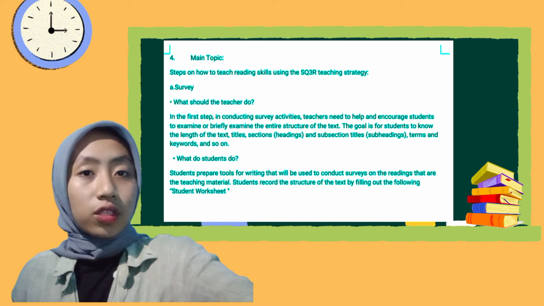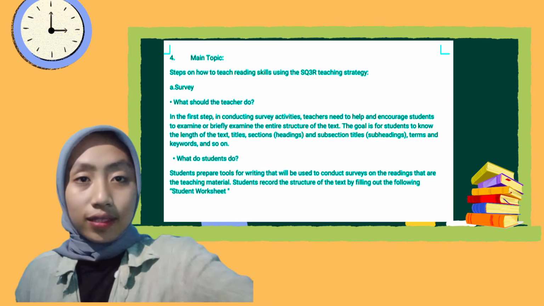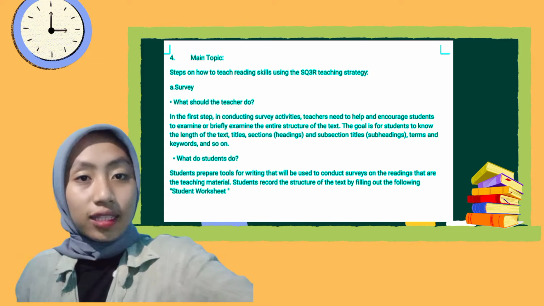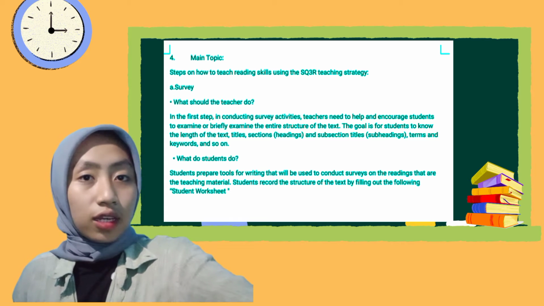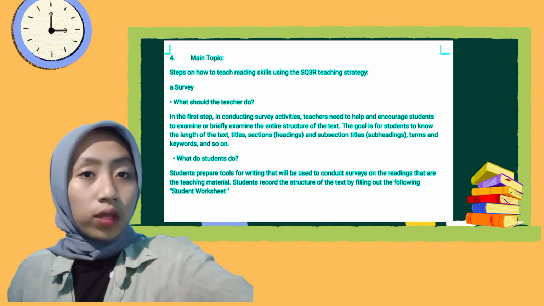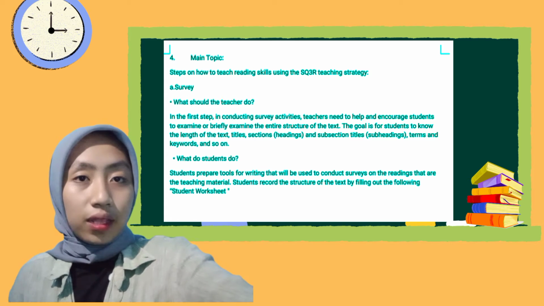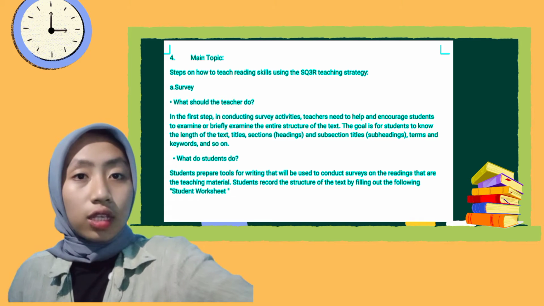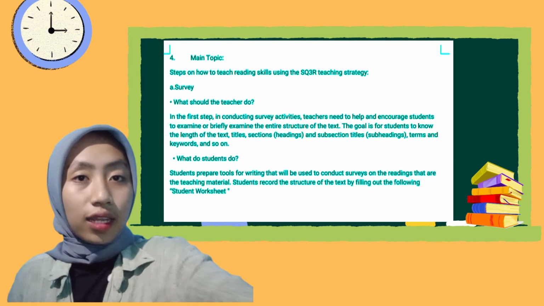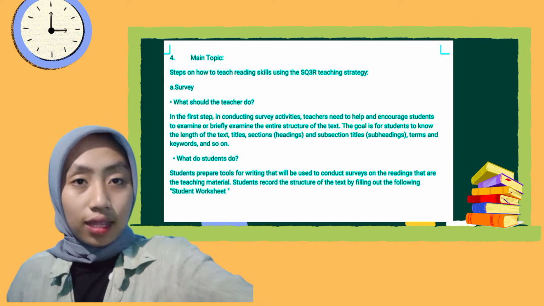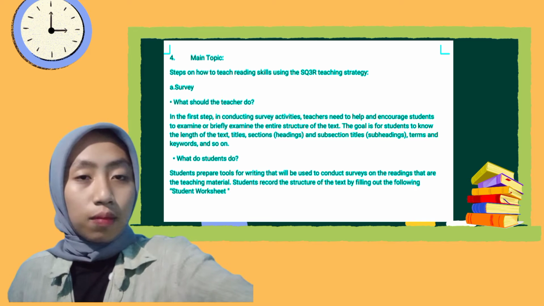In conducting the survey, students are recommended to prepare a pencil, paper, and marking tools in yellow, green and other colors, such as highlighters, to mark certain parts. Important parts that will be used as questions need to be marked to facilitate the process of compiling a list of questions in the next step. What do students do? Students prepare tools for writing that will be used to conduct the survey on the reading that is the teaching material. Students record the structure of the text by filling out the following student worksheet.